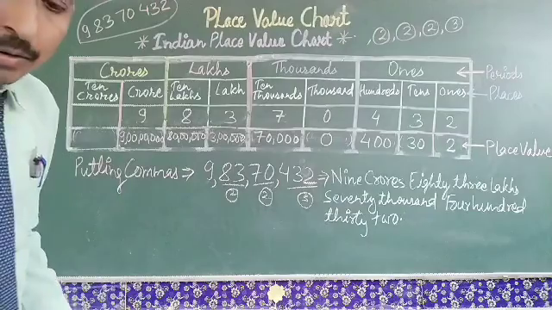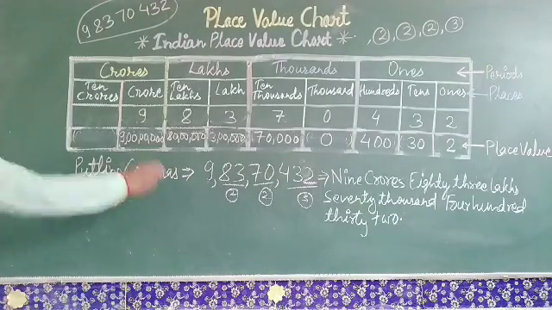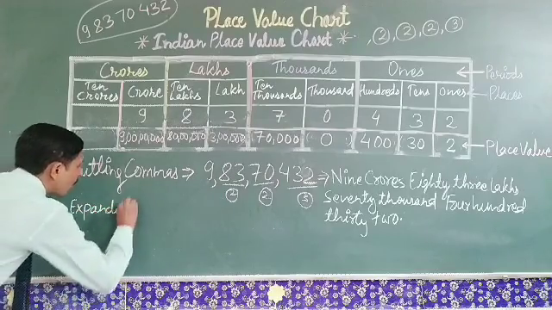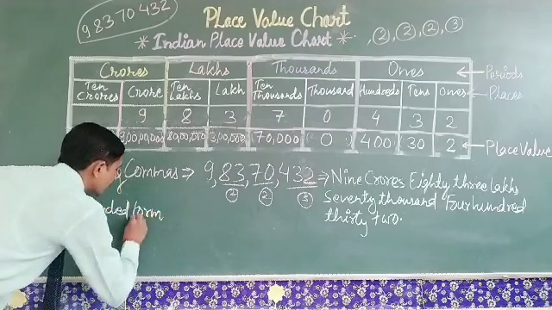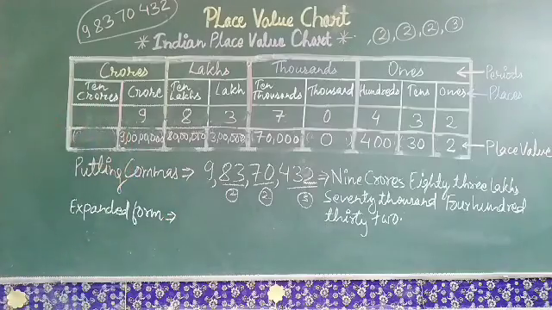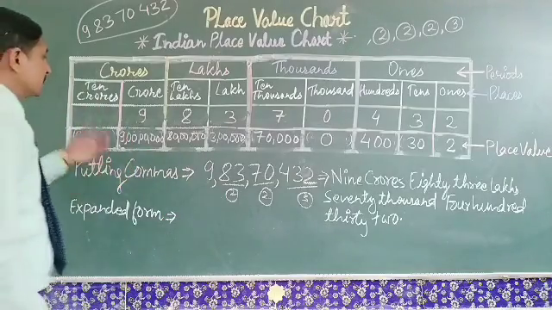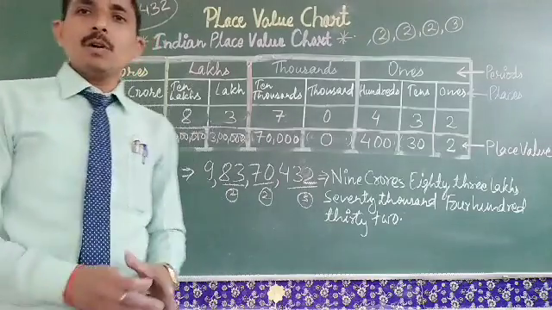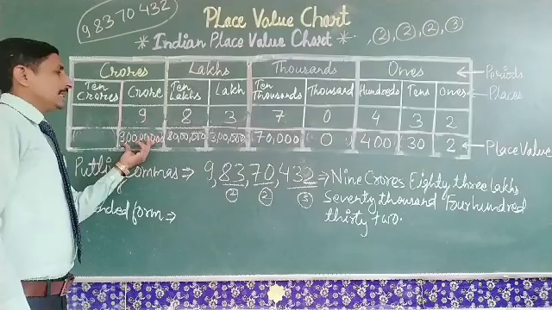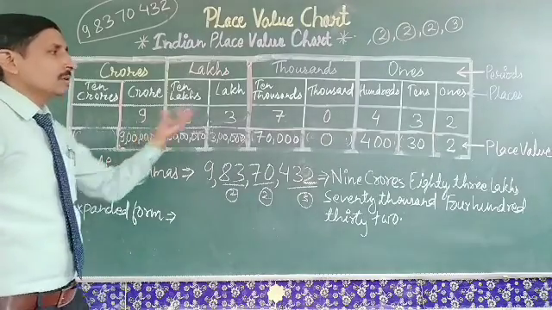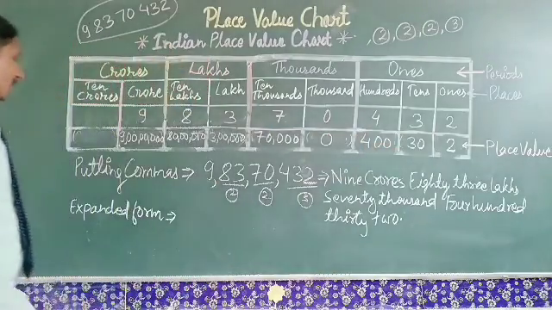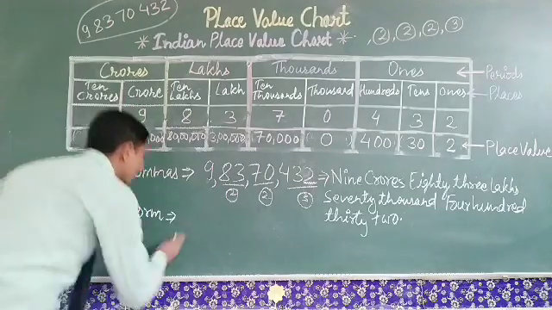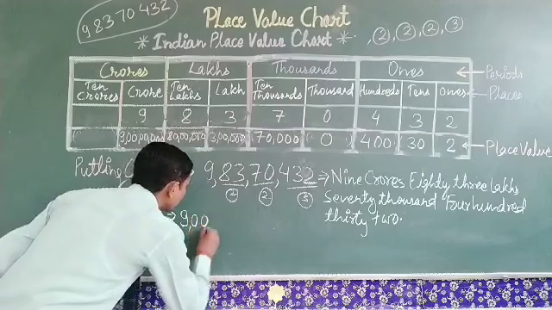Now how to expand the given number? Expanded form means the sum of the place values of the digits from the highest place to the lowest place. So 9 falls in the crore place, that is 9 crore.